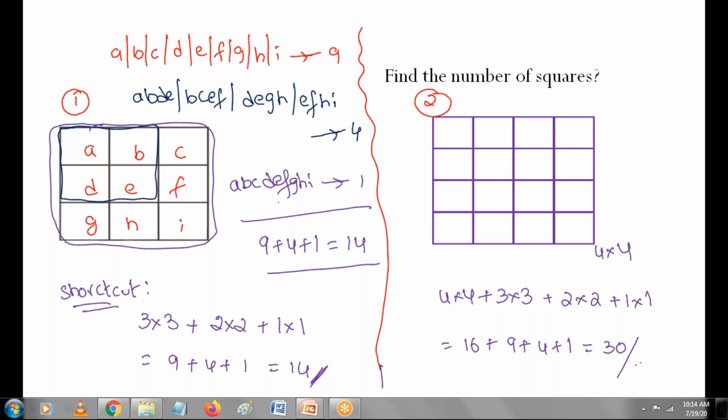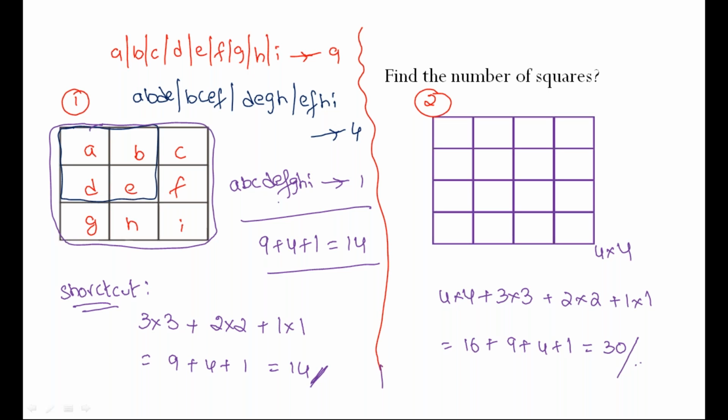Okay. So first one, this is 3 rows, 3 columns. So 3 by 3 plus 2 by 2 plus 1 by 1. Whereas second one, it's 4 rows, 4 columns. 4 by 4, reduce row by 1, column by 1, 3 by 3. Again 2 by 2, then 1 by 1 like that. So hope you got 30. Very good. Now let's see the next question, friends.